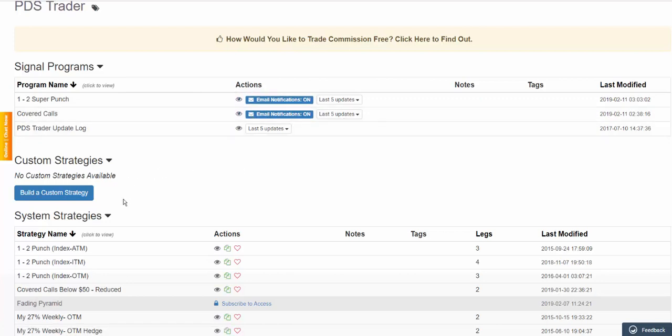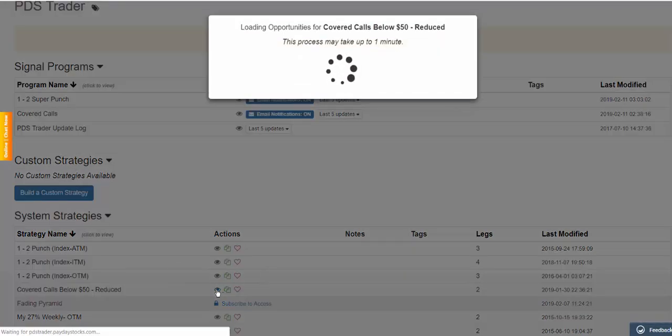But the Trade Finder is down below. It's under the System Strategies category. If you look at the covered calls below $50 reduced, that's what we're going to be looking at. You just come over here and click on View Opportunities for this strategy.